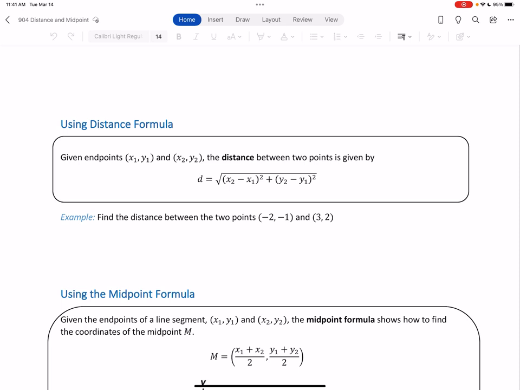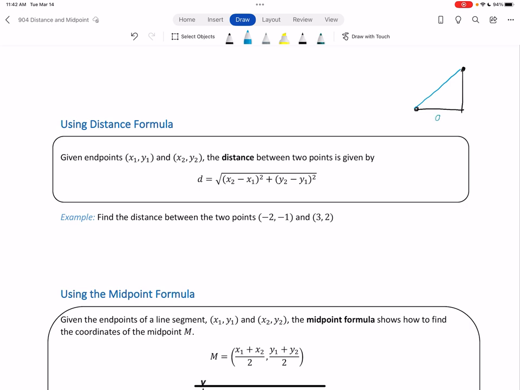So basically you find the distance between the x values and you square it, the distance between the y values and you square it, and then you take the square root. You can think about this in terms of the Pythagorean theorem. So this is the x distance, this is the y distance. I'm looking for this third side. So it's like a squared plus b squared equals c squared. So that's kind of where it comes from.